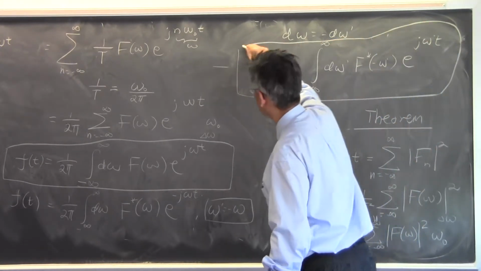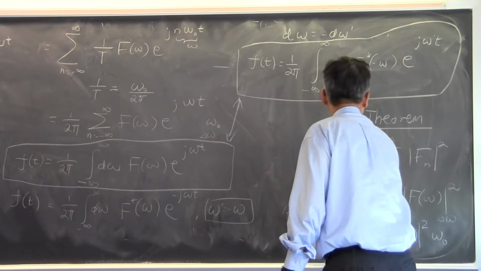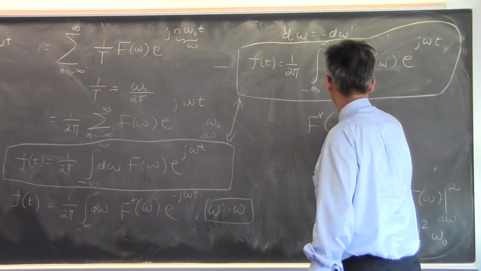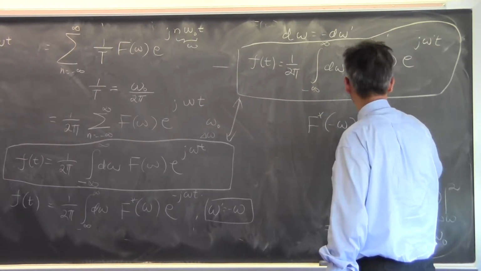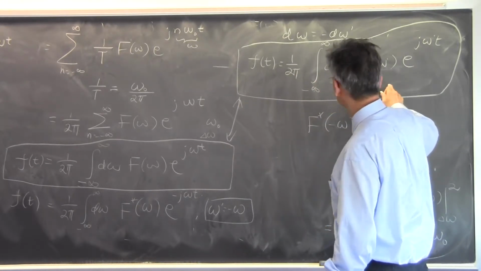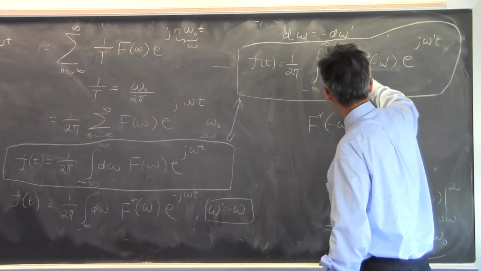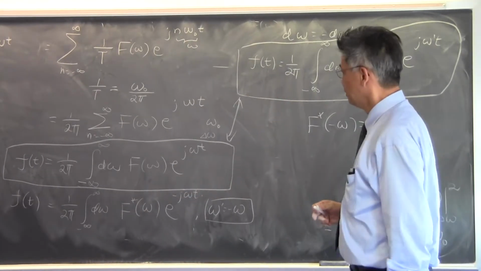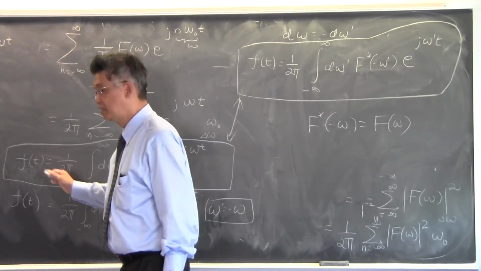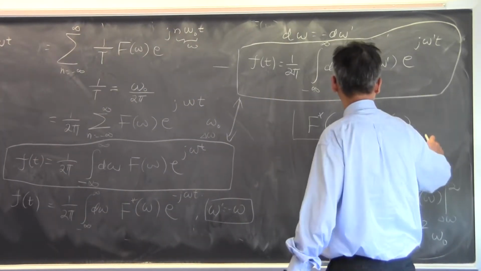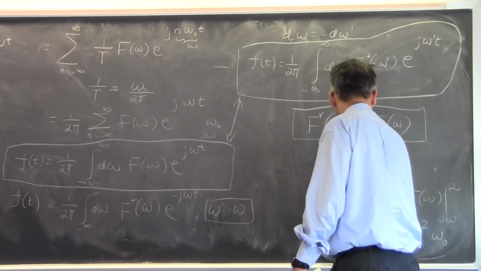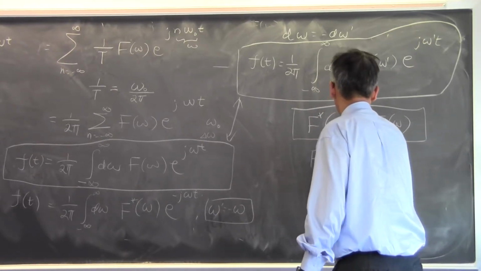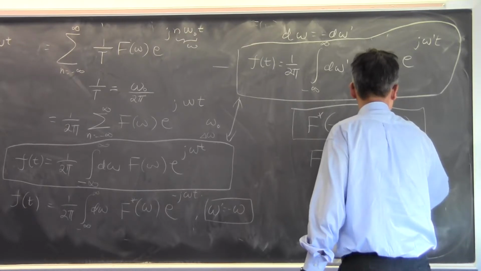Now if I compare these two integrals, they're exactly the same, except for the fact that the argument is different. So I conclude that f star of minus omega must be f of omega. They are exactly the same integral, except I call this a prime variable, which is a dummy variable, so these two must be the same. So if f of t is real value, its Fourier transform has to satisfy this property, which in the textbook they call the Hermitian property. F of minus omega is f star of omega.